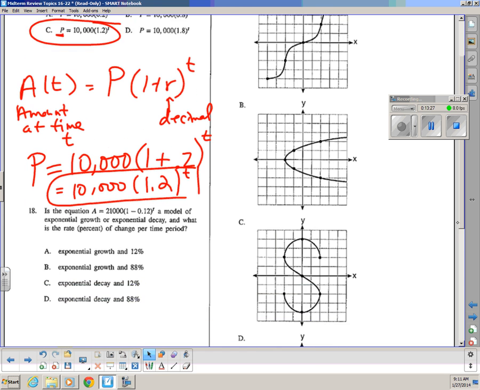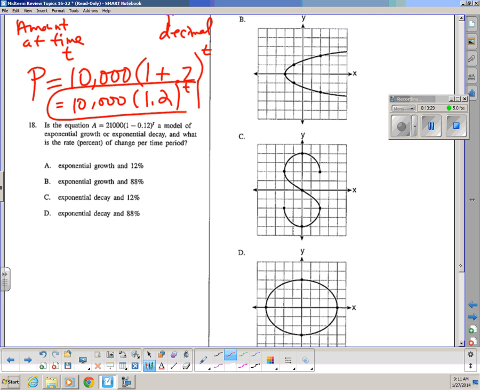18 is the equation A equals 21,000 times 1 minus 0.12 to the T, a model of exponential growth or exponential decay. Growth means we're going up. Decay means we're going down. Think of like tooth decay. If you get a cavity, it means the amount of tooth surface you have is going down. And what's the percent of rate per time period? Okay, so right now we're subtracting, so we're decaying.